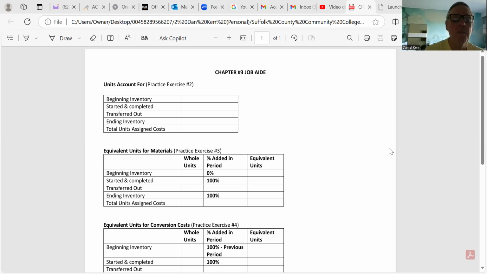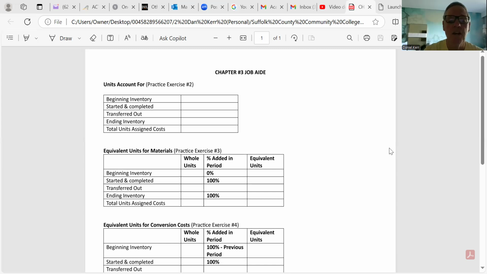And the tricky part here is that the beginning inventory in units is going to be pretty straightforward. The started and completed is going to be tricky. So what I would suggest you do there is you take the number of units started and simply subtract out the ending work in process, and that'll give you the units started and completed. So beginning inventory plus started and completed, then you've got the units that were transferred out, and then you've got the ending inventory. Those are the total units that you have to account for, not the equivalent units, but the whole units. So you did that in practice exercise 2.